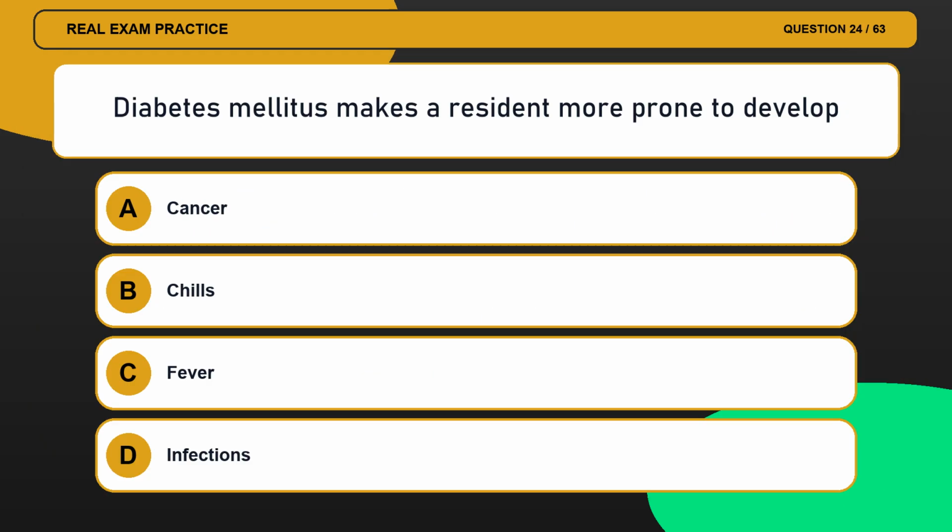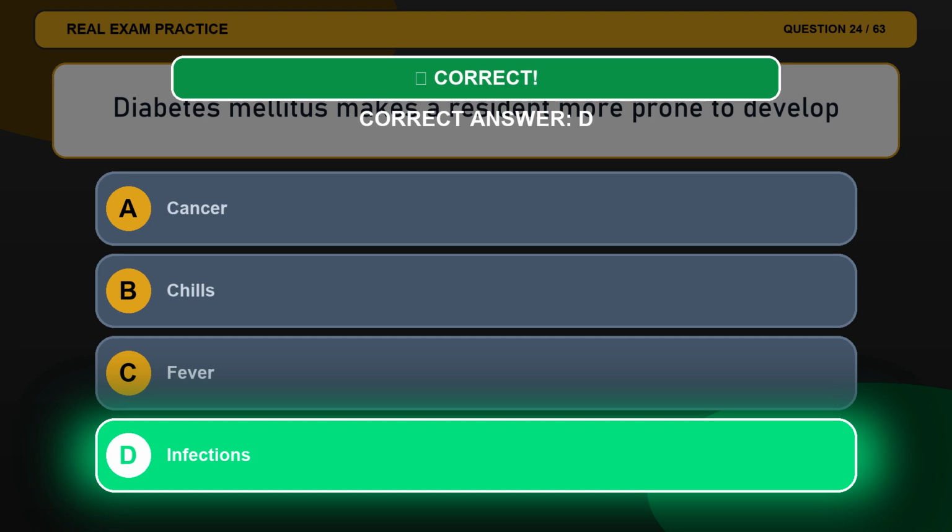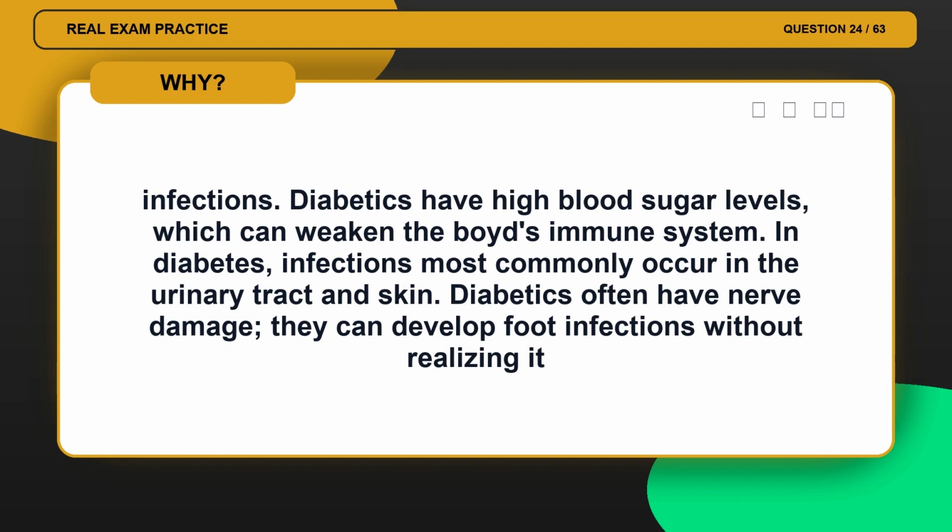Question 24. Diabetes mellitus makes a resident more prone to develop: Option A, cancer. Option B, chills. Option C, fever. Option D, infections. The correct answer is option D, infections. Diabetics have high blood sugar levels, which can weaken the body's immune system.